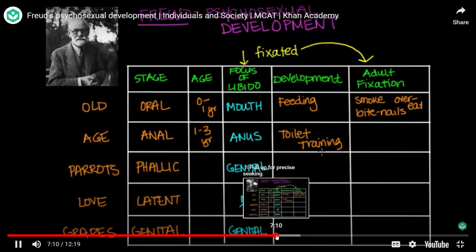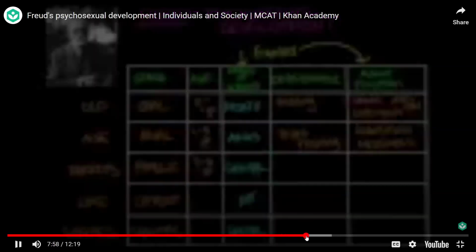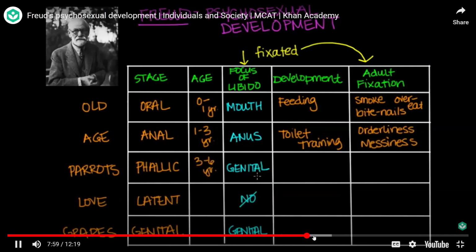However, not all parents take an encouraging approach to potty training, so if any fixation occurs in this stage, that can lead to problems as an adult. And Freud said that adults who have fixation at this stage could possibly have problems with orderliness and messiness.